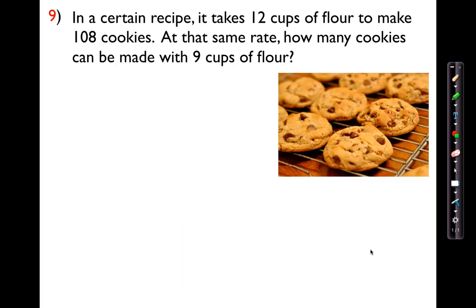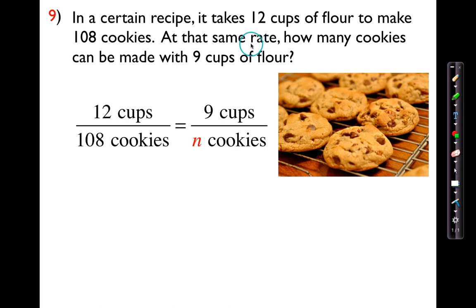Okay, last but not least, it says, in a certain recipe, it takes 12 cups of flour to make 108 cookies. At that same rate, how many cookies can be made with 9 cups of flour? So here, what I'm going to do is go ahead and first set it up as a ratio. I went ahead and put the cups in the numerator and cookies in the denominator, like so. Since we are moving towards the right, I'm going to go ahead and say 12 times what multiplier is 9.